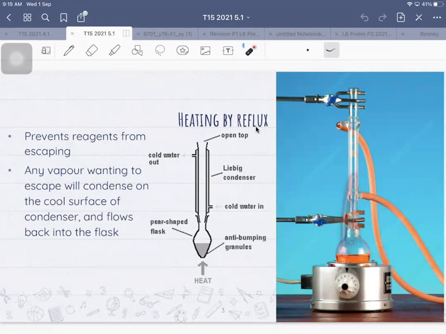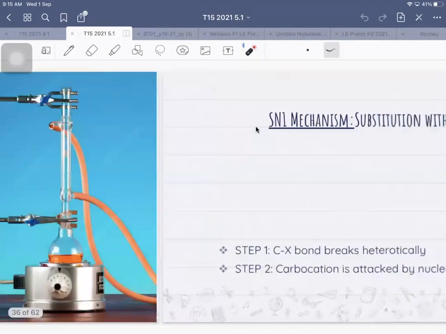So this way, volatile compounds will not be able to escape your reaction mixture until the end of your reaction, okay? Until you decide to stop the reaction and you're happy that you've completed the reaction, then only you can collect the products, okay?